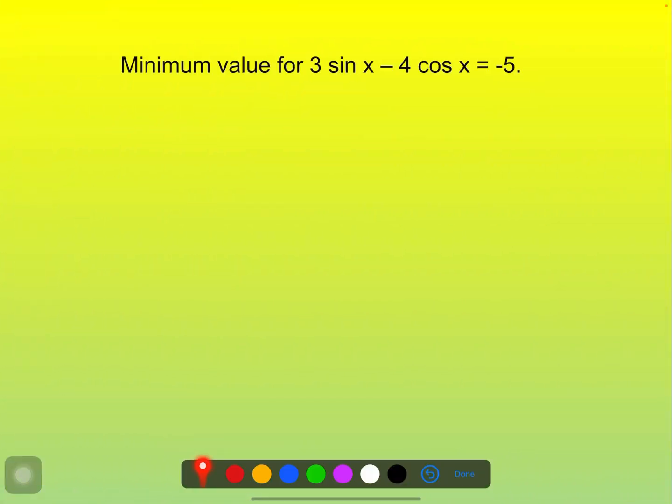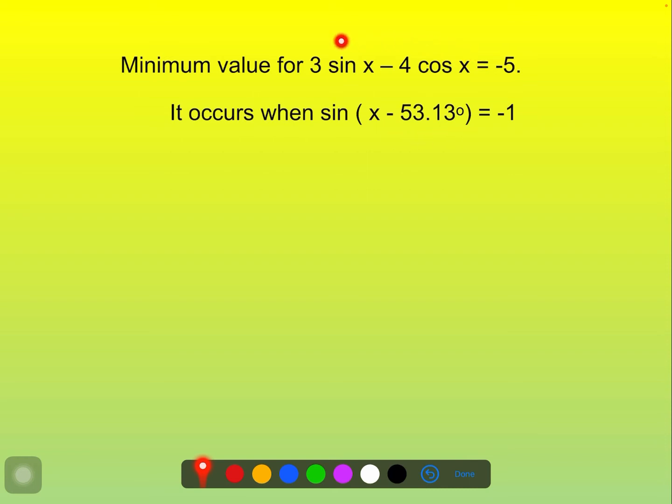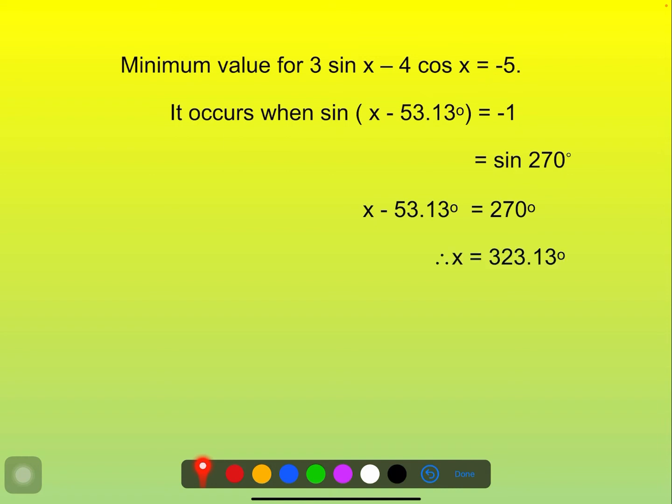Okay, the minimum value for 3 sine x minus 4 cos x equals minus 5. It occurs when sine (x minus 53.13), which is equivalent to this function just now, equals minus 1, because for the sine wave the minimum is minus 1. And it happens at angle 270, or sine 270, we will have the value minus 1. So that we will have x minus 53.13 equals 270. Okay, so we have x equals 323.13. This is because theta is from 0 until 360.